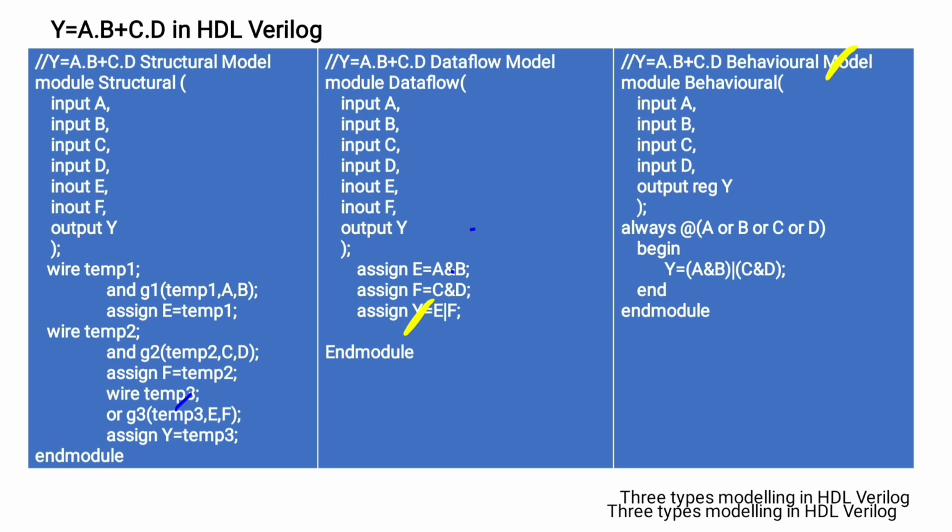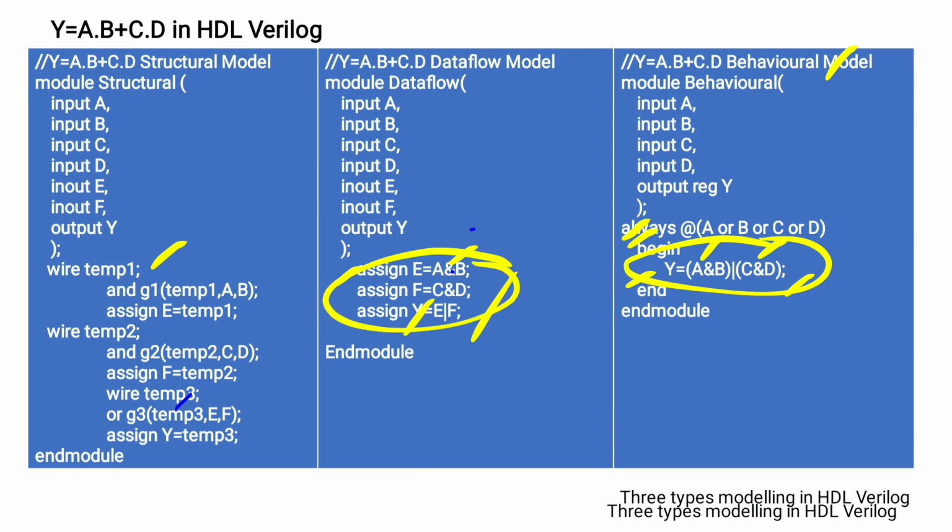Next, in the behavioral model, the always keyword is used. Between begin and end the processing statement will be written here. Y equal to, within brackets, A ANDed with B logically ORed with C ANDed with D. So in a single line the equation is written here with operators. Here also it could be written that way only. But here this was representing it diagrammatically. Otherwise this single statement with the assign word we could write here.